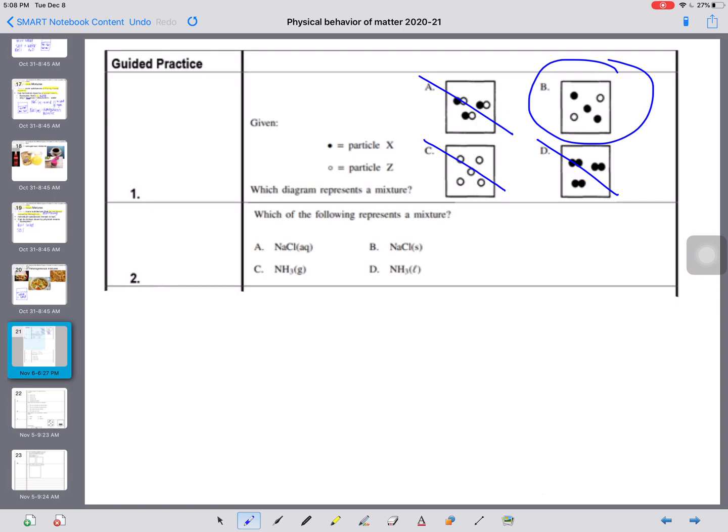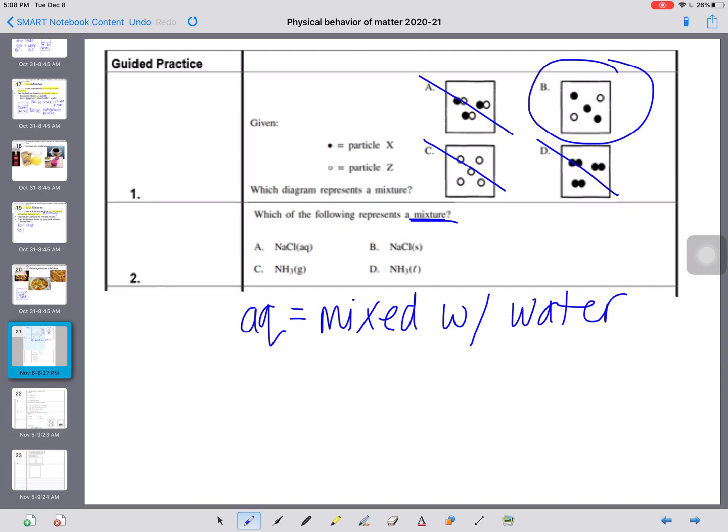Number two, which of the following represents a mixture? So with a question like this, you might not even know these fancy compounds. You don't need to know what NaCl is. You don't need to know what NH3 is, but we see those little letters in parentheses. And we remember that S stands for solid, L stands for liquid, G stands for gas, and AQ means it is mixed with water, right? You should think aqua, AQ, okay?